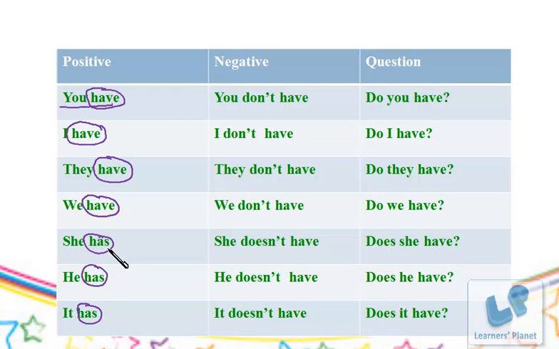So, she has. She doesn't have. Does she have? He has. He doesn't have. Does he have? It has. It doesn't have. Does it have? I hope you understood this, children.